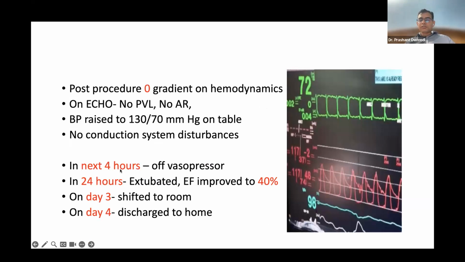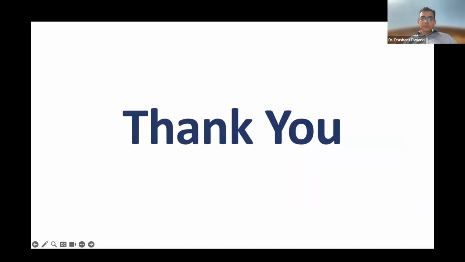In the next 4 hours, the patient came off vasopressors. In 24 hours, the patient was extubated. EF improved to 40%. On day 3, the patient was shifted to the room, and on day 4, the patient was discharged home. I would like to conclude at this point, and if we have any questions, we can discuss.